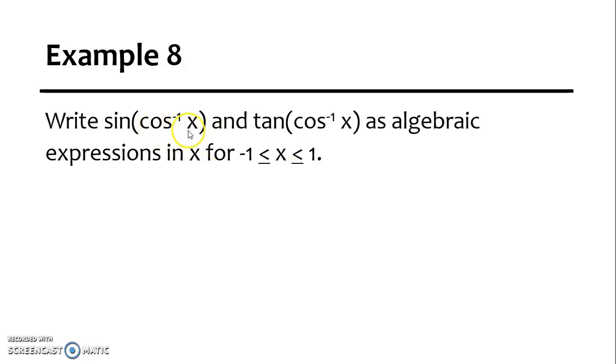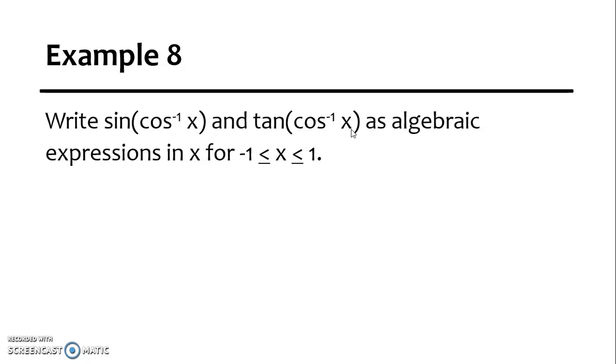Notice these are both cosine inverse x in both of these. So we're going to start off by creating a triangle using the cosine ratio. Now remember, this x is a fraction. It's x over 1. So try to make a triangle. Label one angle as theta and use x and 1 as two sides, and then use the Pythagorean theorem to solve for the last side.